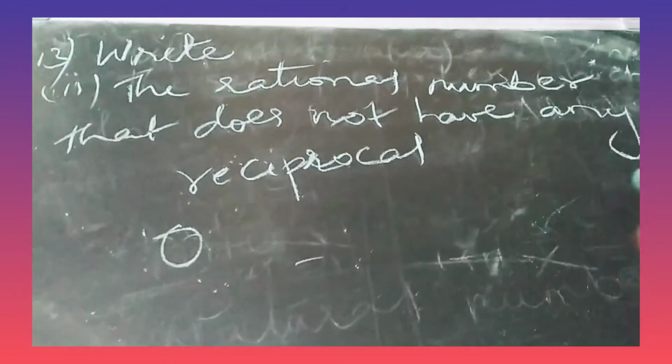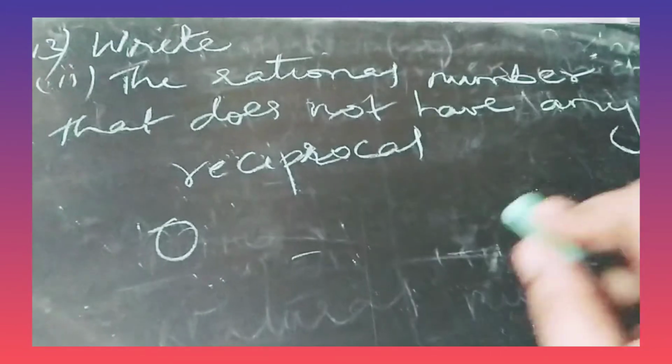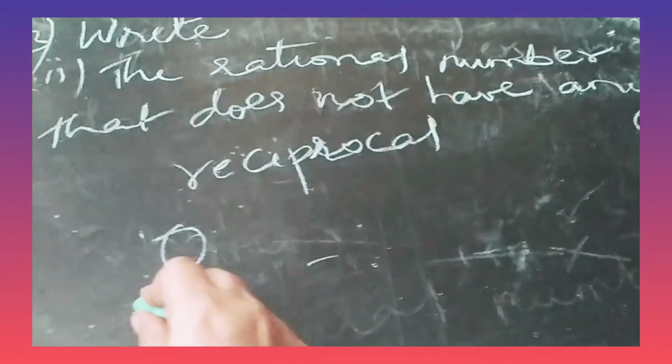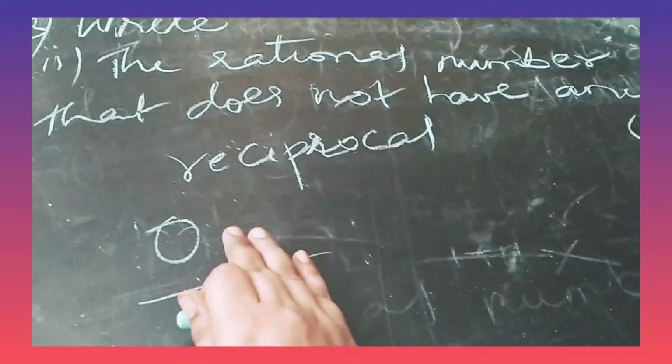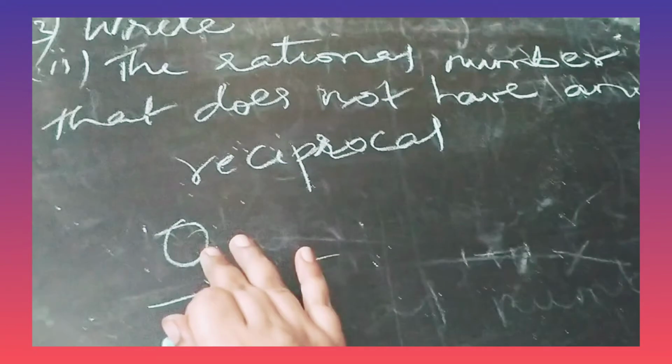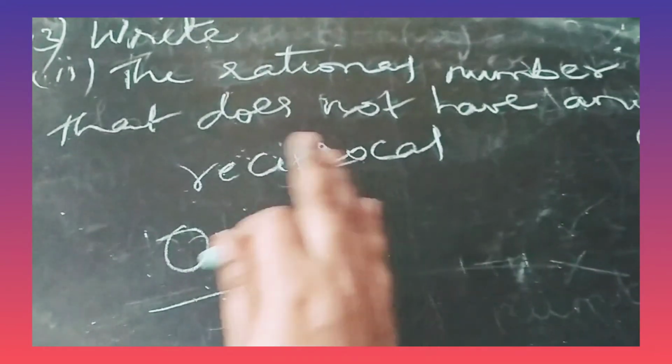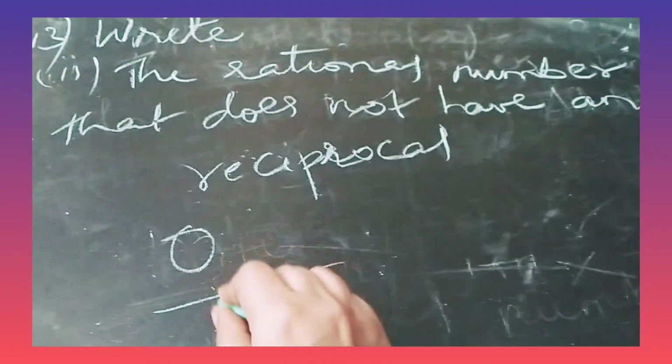Second one is the rational number that does not have any reciprocal. It is 0. Okay, 0 does not have any reciprocal. We can't write the reciprocal of 0. So the rational number that does not have any reciprocal is 0.